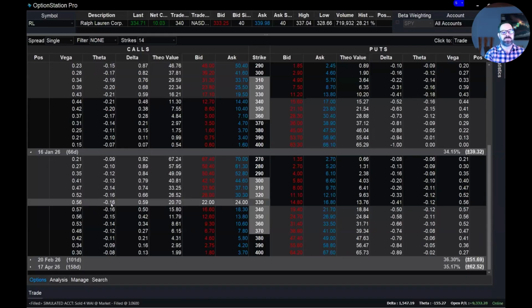Now, on the flip side, the further out you go, less time decay is going to be impacting you. The delta is going to be based on where the current price is, so that doesn't matter.